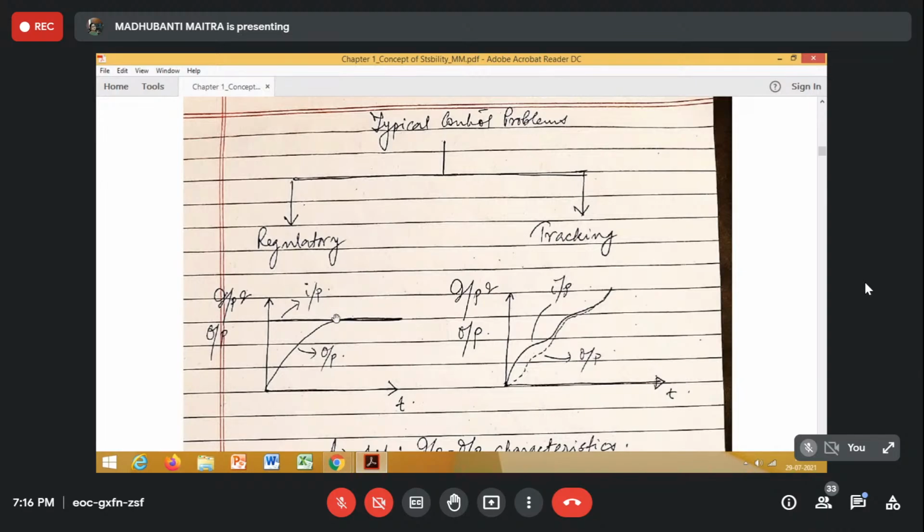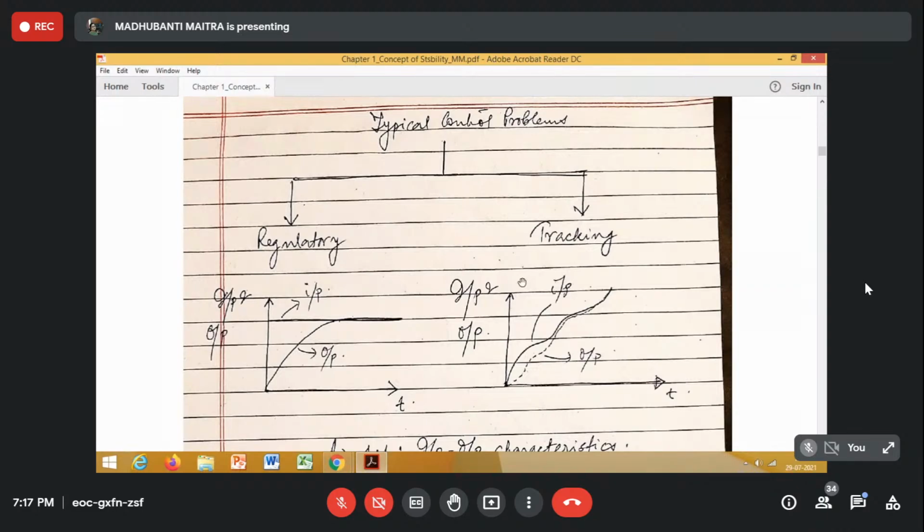Can you follow the cursor? Yes, ma'am. That means it's obvious that the temperature of the room cannot be maintained at 25 degrees centigrade, and moreover the temperature is increasing, which is dangerous, right? So that means this is not a desirable situation, and hence the system will be called an unstable system.